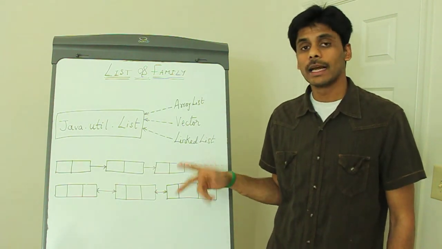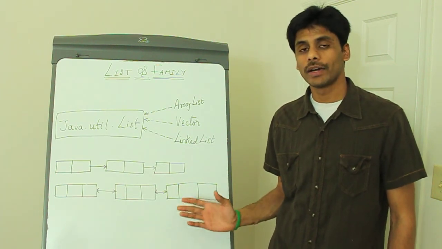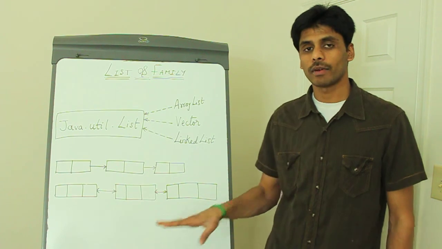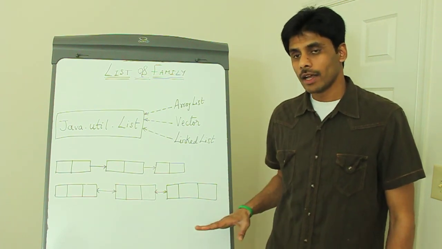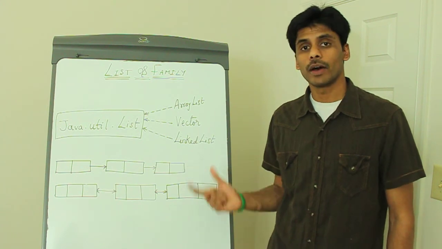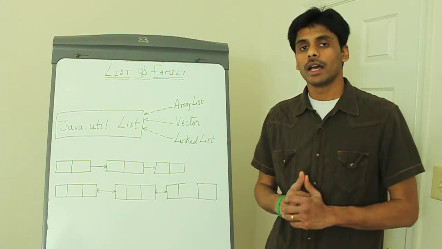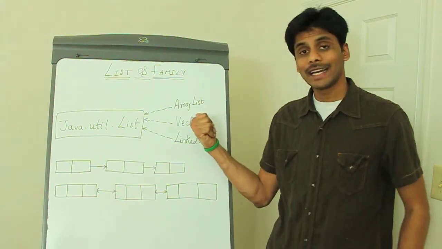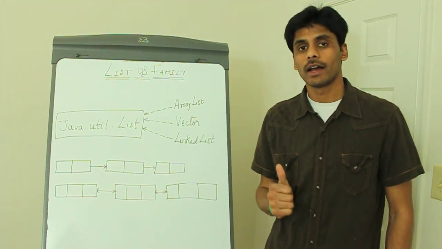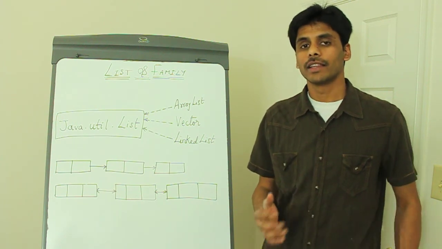A linked list is a doubly linked list, and it's easy to add or delete elements either from the start or from the end of a doubly linked list. So you should be using a linked list if you are adding and deleting elements multiple times within your application, and you should be using an array list if you are iterating over multiple times but not adding and deleting the elements.